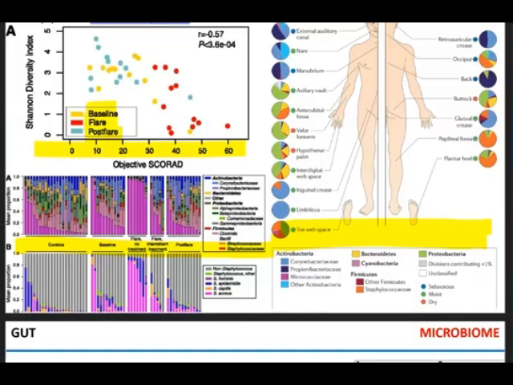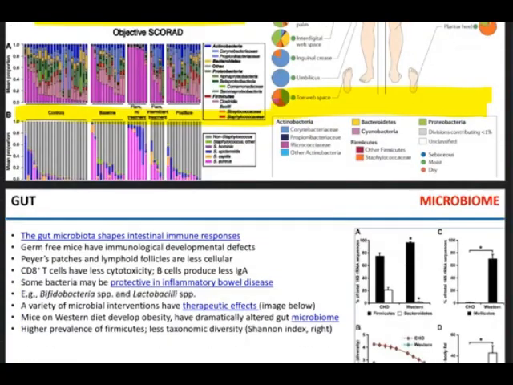So if you look at these dots, right? The blue, the yellow dots. The greater the diversity index, the better. So it's pretty diverse. Post-flare, it's also pretty diverse. But during the flare, the diversity decreases. Why?